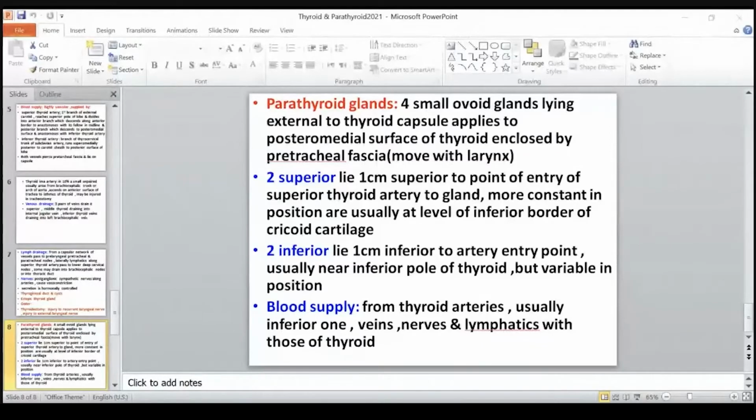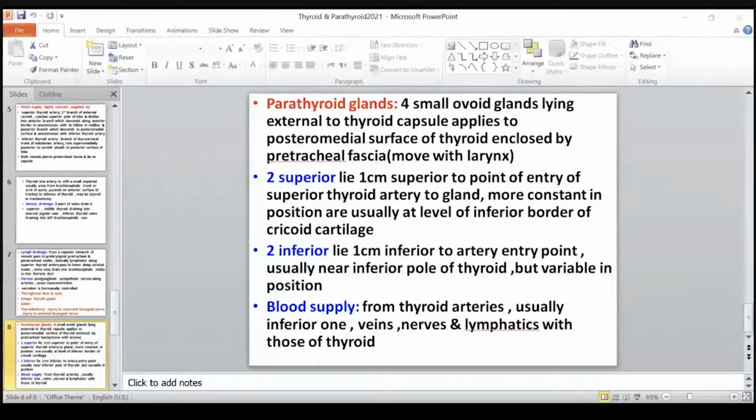They are constant in position, and usually they are at the level of the inferior border of the cricoid cartilage. So 2 superior, each lie 1 centimeter superior to the point of entry of the superior thyroid artery to the gland, more constant in position, and are usually at the level of the inferior border of the cricoid cartilage. We have 2 inferior, the right and left, lie 1 centimeter inferior to the artery entry point, superior thyroid, usually near the inferior pole of the thyroid, but they are variable in position.